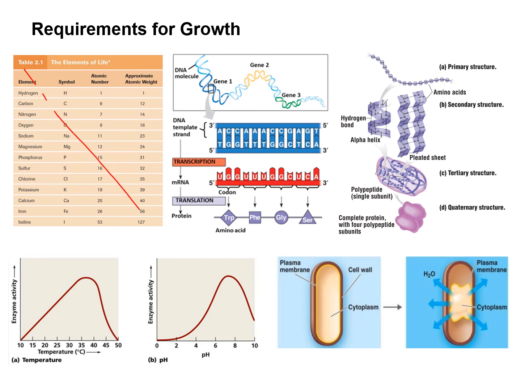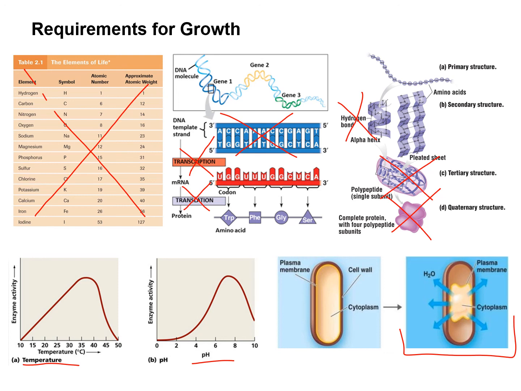You can deny them the nutrients that they need, the chemical requirements for growth. You can damage the DNA or prevent the process of transcription or translation. You can alter hydrogen bonding, which will have an effect on the tertiary structure of the protein and lead to non-functional proteins. Or you can take the bacteria out of their temperature range, out of their pH range, or you can put them in a hypertonic environment.